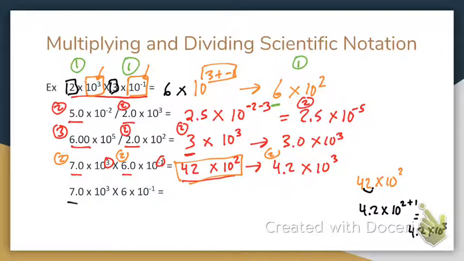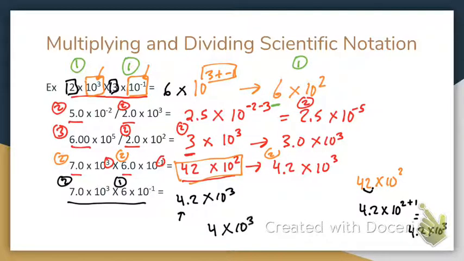The next one is the same. So we know this is 4.2 times 10 to the third, but I want you to notice this has 2 sig figs, this has 1, right? So now I have to round this to 1 sig fig, so it would be 4 times 10 to the third. The reason why I put that there is a lot of times you just have to remember significant figures.